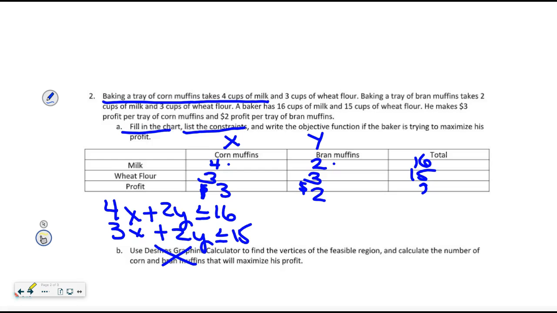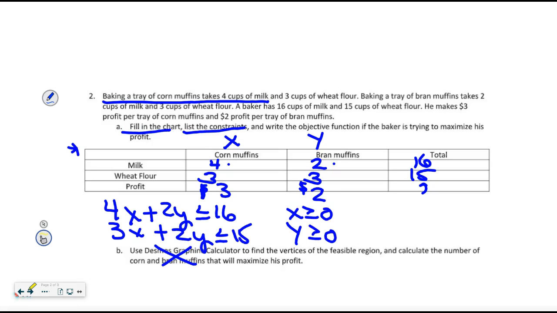Does this make sense, Betsy? You write it and you go straight across. One column, whatever it is they have you do. X, Y, fill it in. This plus this, boom. All right? Now, the other thing that's missing are two other constraints that don't come from your table. And those two on the bottom say you can't make negative trays of corn muffins or negative trays of bran muffins. So don't forget, Parker, on your test, make sure you throw those on there.